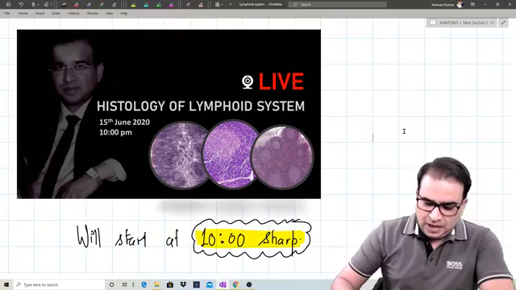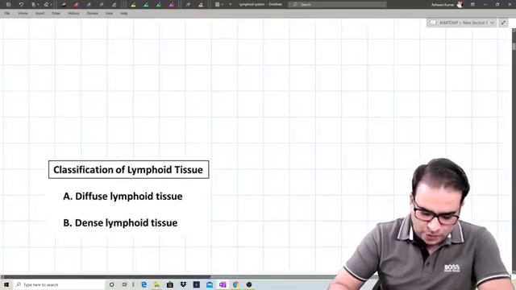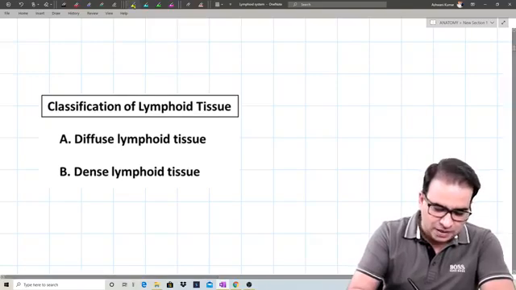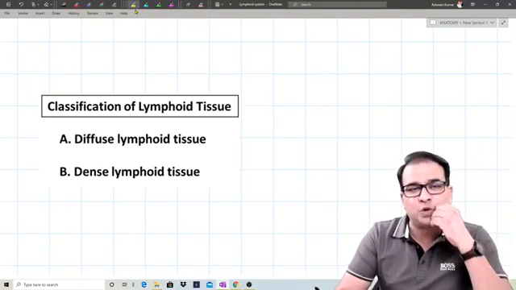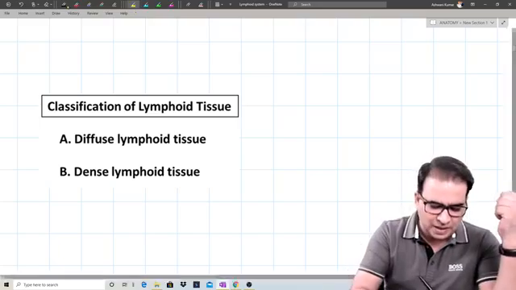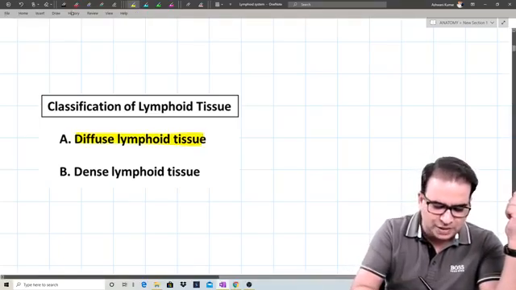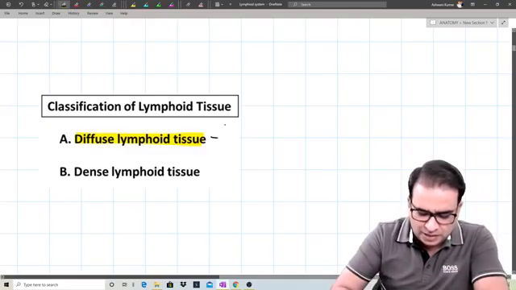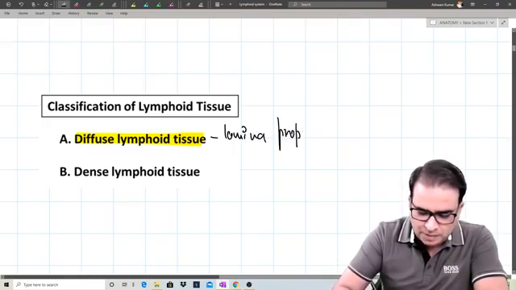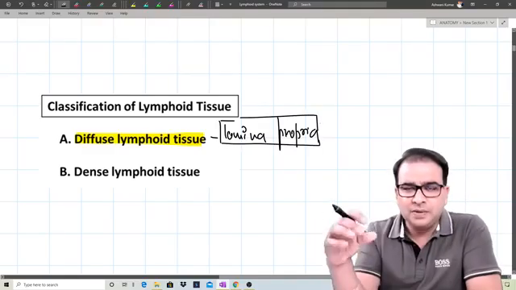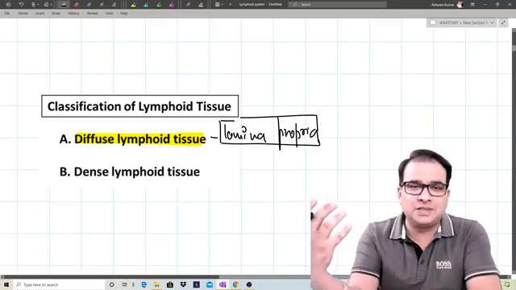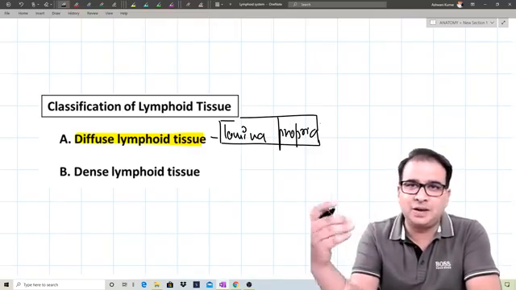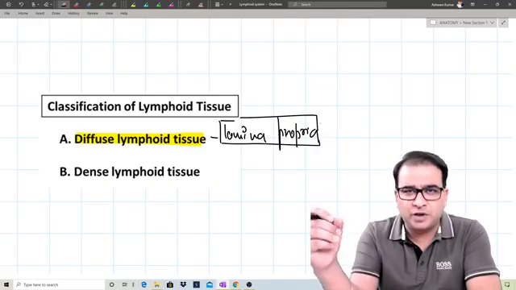So guys, to start with, when we talk about the classification of the lymphoid system or the lymphoid tissue, we talk about two types of lymphoid tissue. One, we have a diffused lymphoid tissue. When you say diffused lymphoid tissue, it is basically the random aggregation of the lymphocytes that you see present usually in the lamina propria, whether it's the lamina propria of the GIT or the respiratory tract. So just a random aggregation of some lymphocytes present in the lamina propria of the GIT or respiratory tissue is called a diffused lymphoid tissue.